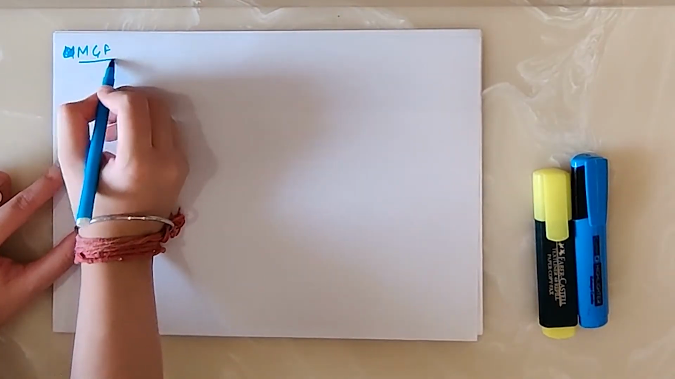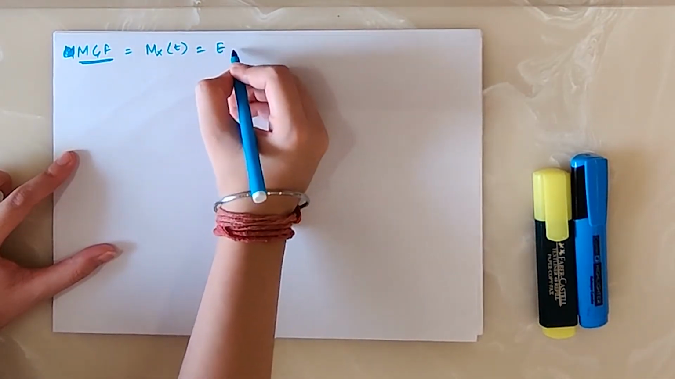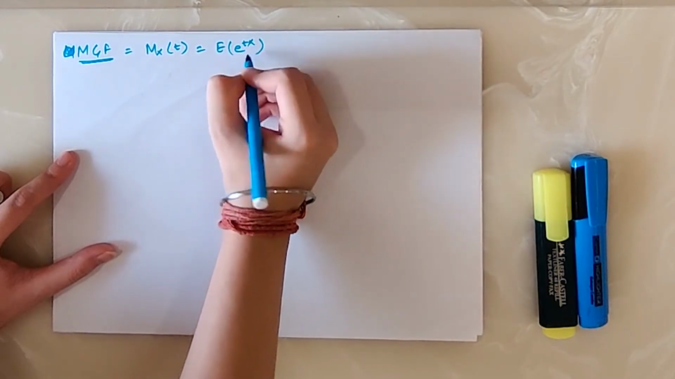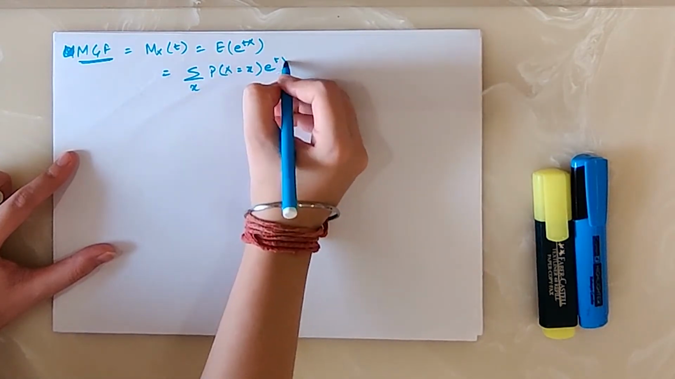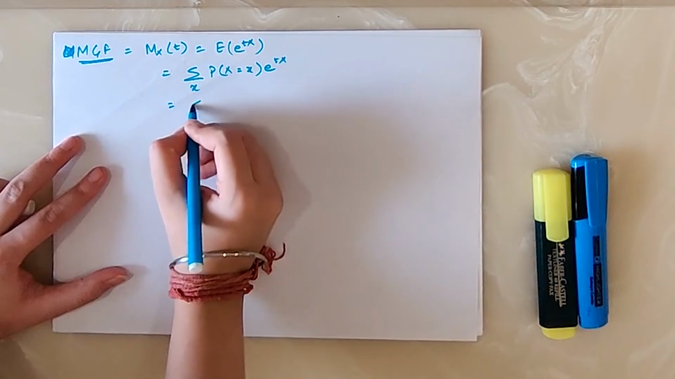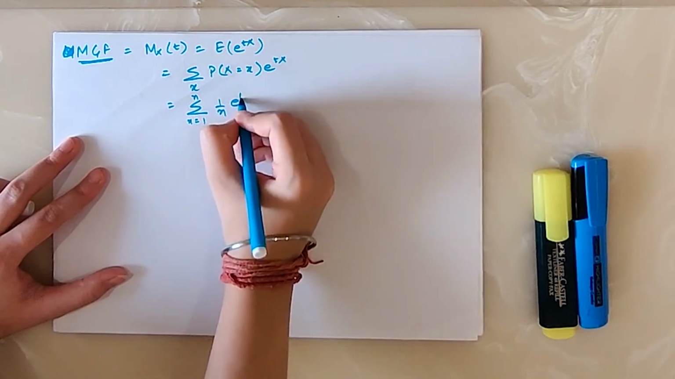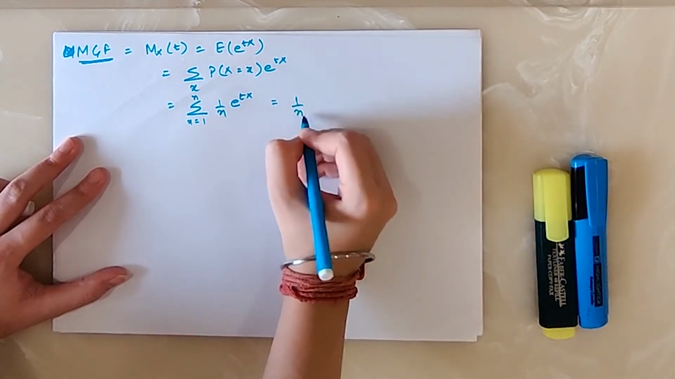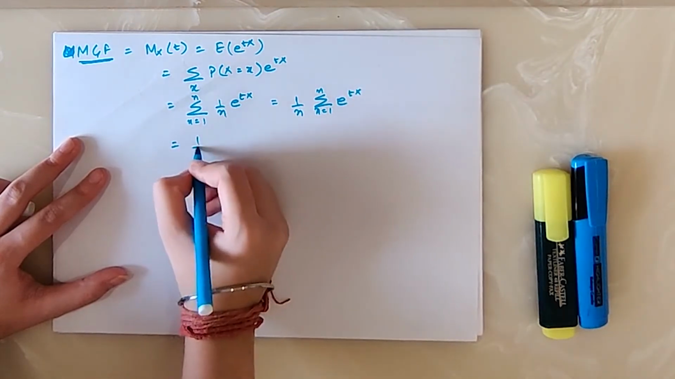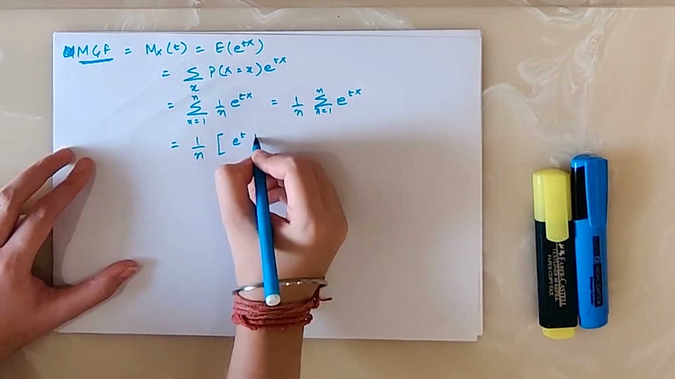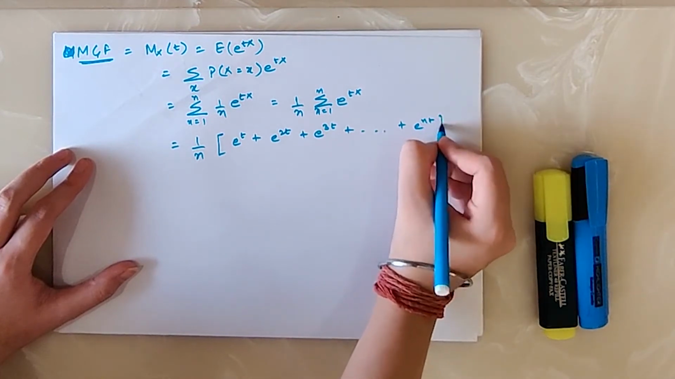Now let's start by calculating the moment generating function, that is MGF, which is given by M_X(t), which is equal to expectation of e to the power tX. This is equal to summation over x of probability X = x into e to the power tx. This is equal to summation x = 1 till n, probability X = x is 1 by n, into e to the power tx. This is equal to 1 by n into summation x = 1 till n of e to the power tx, which is equal to 1 by n into e to the power t plus e to the power 2t plus e to the power 3t till e to the power nt.